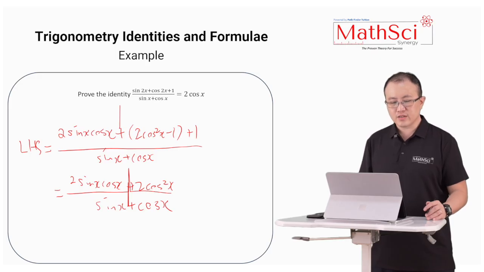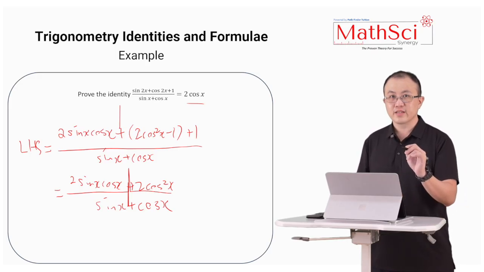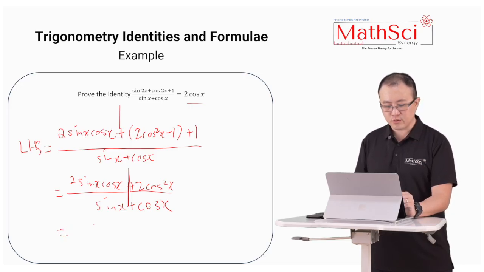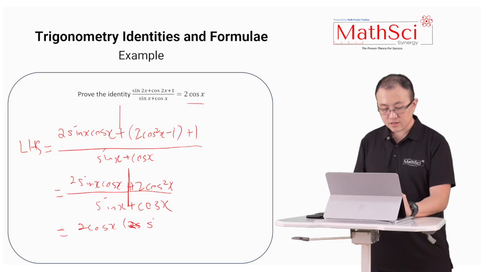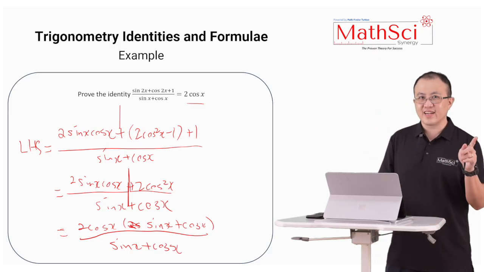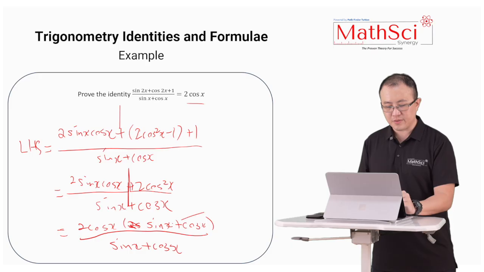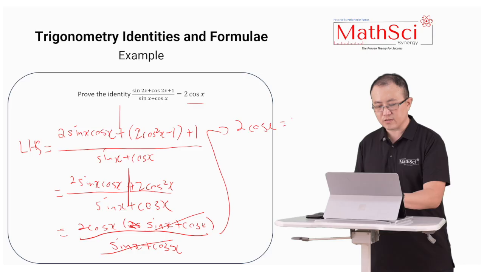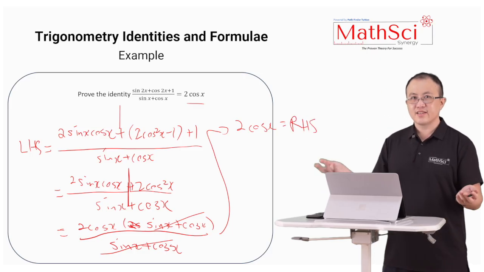So next, I want to get into a non-fraction scenario. Can I? Yes. Let's think of a way to remove the denominator. So in the next step, I'm going to do this. Then you notice that after factorizing, the sin x plus cos x can be removed. And then you are left with 2 cos x, which is equal to the right hand side. Done. Just like this.